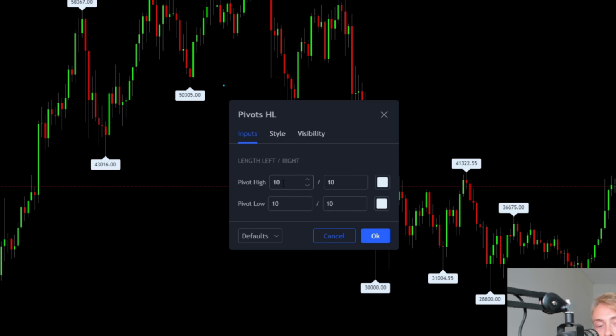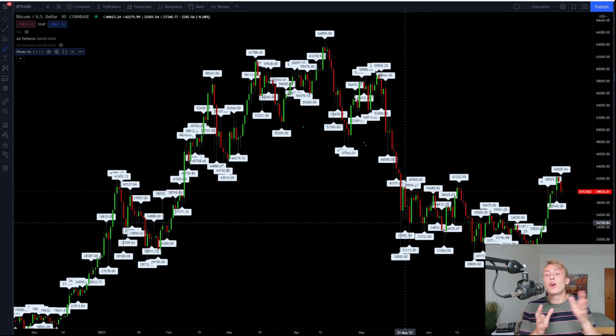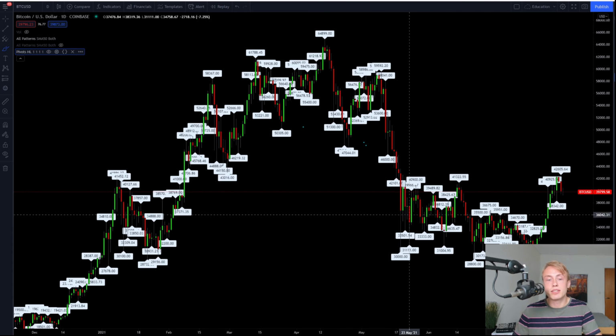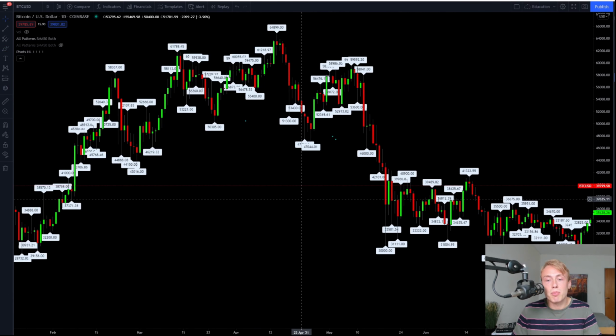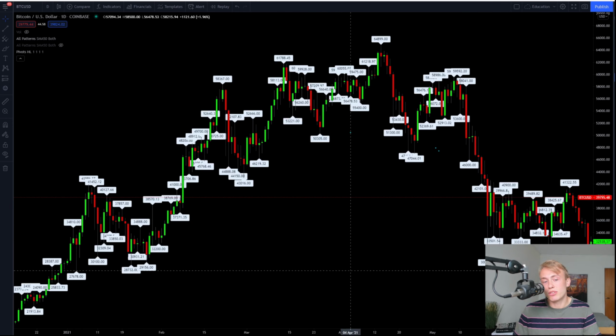And here we can actually change the inputs. As you can see right now, it says 10-10, and that means that we need 10 candles on either side of the actual pivot candle. So if we change this one to, for example, 1 and 1, and this one to 1 and 1, now this will display all the points on the chart where the candle has, for a pivot high, a lower high to the left and a lower high to the right, and for a pivot low, a higher low to the left and a higher low to the right. As you can see here on the chart, now we are getting many more points. And now you can also see that many of these points are not that significant.